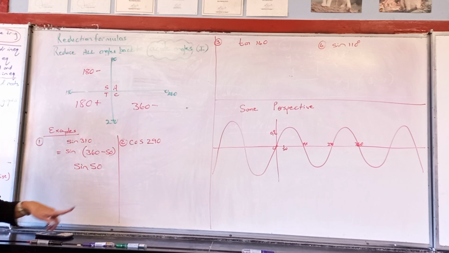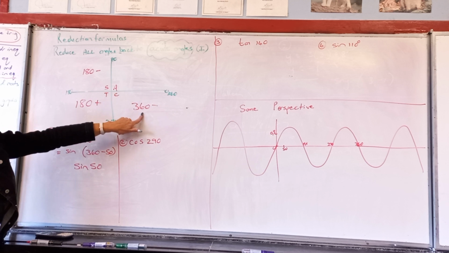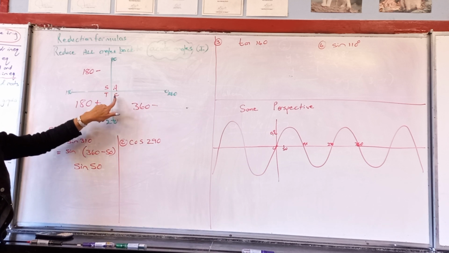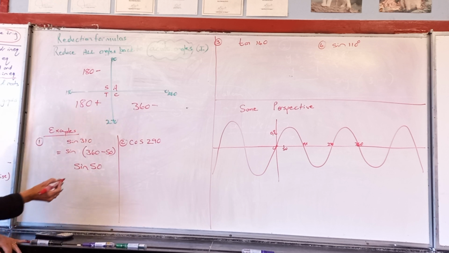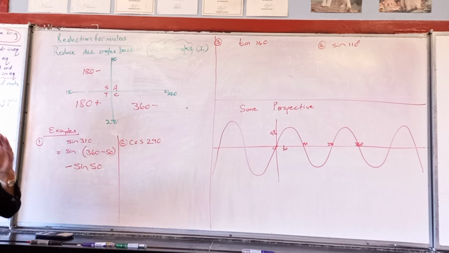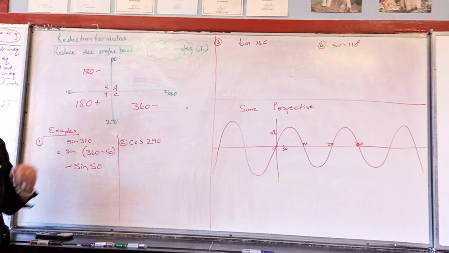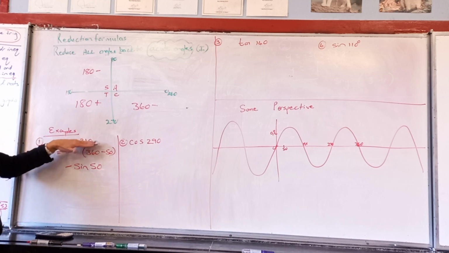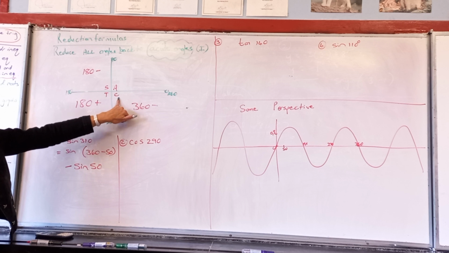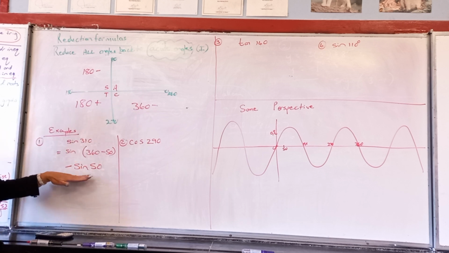But it was the sin ratio, and you were in the fourth quadrant. And the sin ratio in the fourth quadrant is negative. Oh, sorry, so follow the rule. You do go poof, and it's just sin 50. But you used to actually be in the fourth quadrant, and in the fourth quadrant, sin is negative. So that's why you write negative.